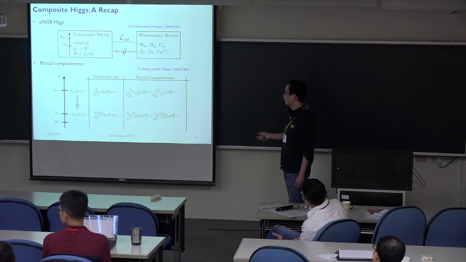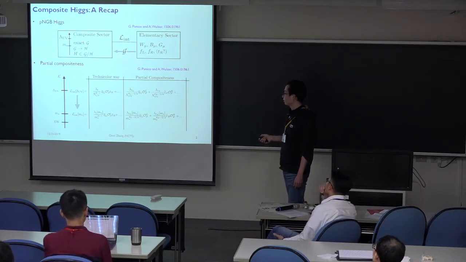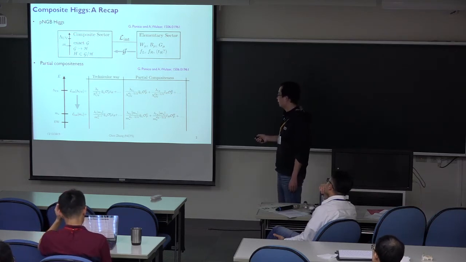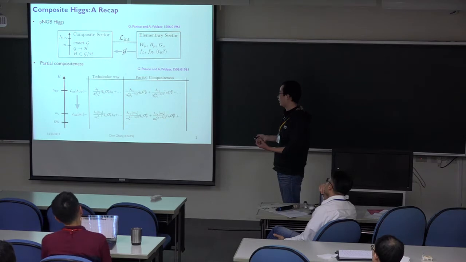The power is d minus 5/2. Here, d is the scaling dimension of this fermionic operator OF. Because we want to generate a large enough top Yukawa, and to avoid the over-suppression of this coefficient, we will require the scaling dimension of this OF operator to be close to 5/2.